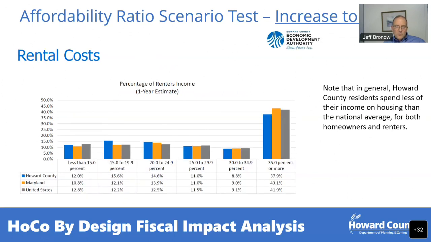So generally, there are some categories where Howard County is higher, but generally Howard County pays less, and same with rental costs. So I think that's a good argument. We can go up to 32%, but going higher to 36% really probably is not a reasonable thing, given that standard is really a national standard.